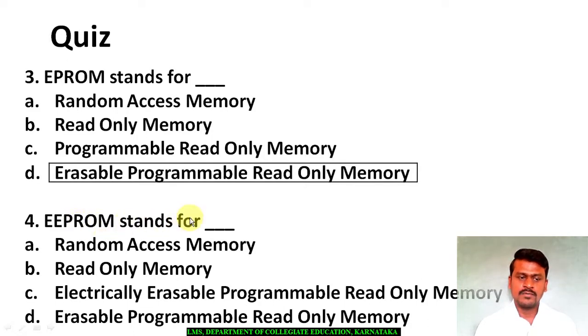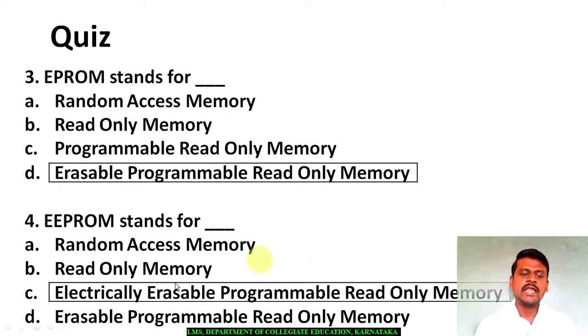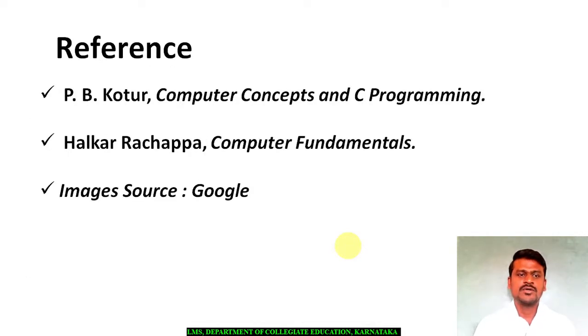Next question. EEPROM stands for: first option, random access memory; second option, read only memory; third option, electrically erasable programmable read only memory; option D, erasable programmable read only memory. Any guesses? Right. Answer is electrically erasable programmable read only memory. Right. So here ends the quiz of today's session.